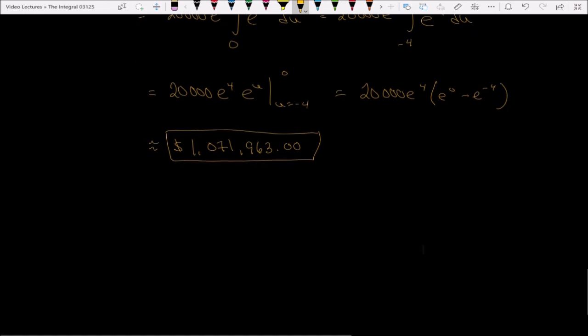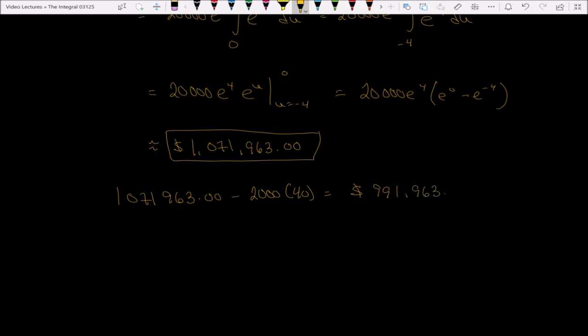The amount that is interest, we would take this accumulated amount and subtract out how much we deposited, which would be $2,000 a year for 40 years. That winds up being $991,963. So of the just over $1 million in the account, just about 992,000 of that was interest.